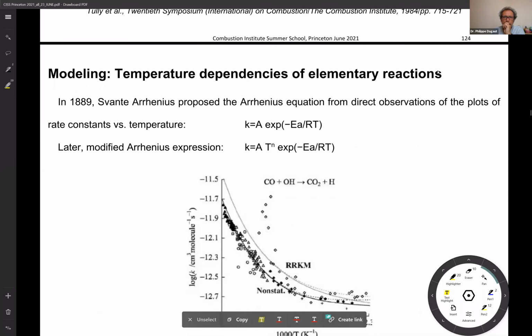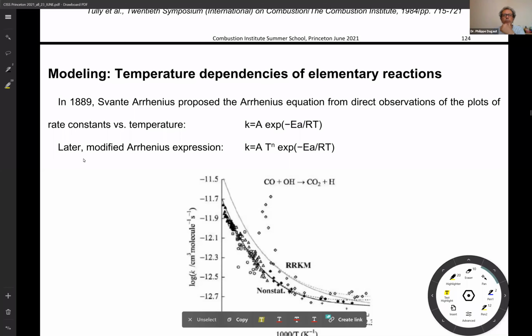So for the modeling, we consider the temperature dependencies of elementary reactions. So it goes back to 1889, where Arrhenius proposed the so-called Arrhenius equation from direct observation of the plots of rate constant versus temperature. And he showed that over a small range of temperature, the rate constant varies exponentially with temperature.